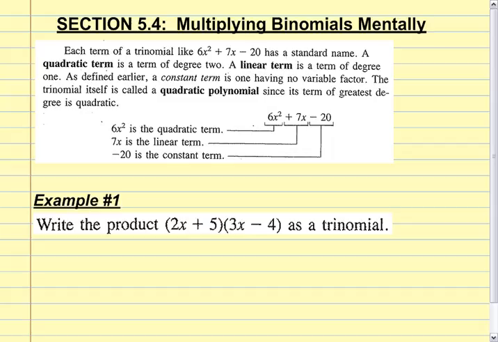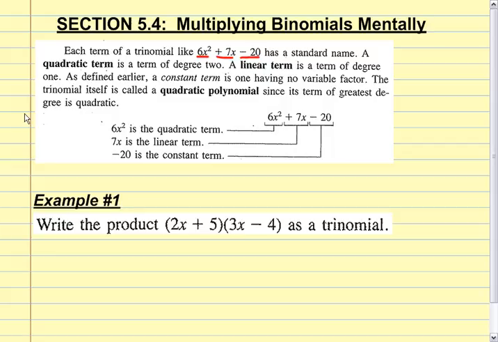Okay? Now, a couple of terms that you need to know. Mr. Cortez, do I have to write this whole thing down? No, but I do want you to have some terms that you may want to jot down. Each term of a trinomial, right? 3 terms, trinomial, like 6x squared plus 7x minus 20 has a standard name. Each one of the 3 terms. Okay?